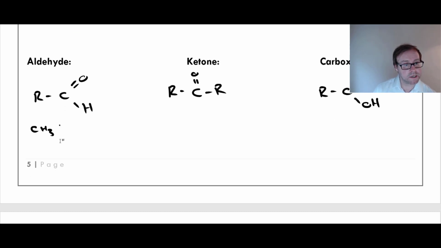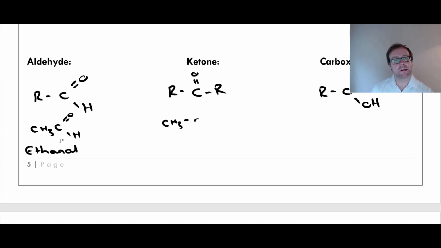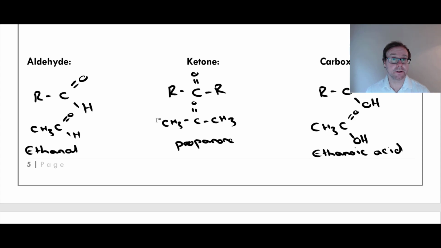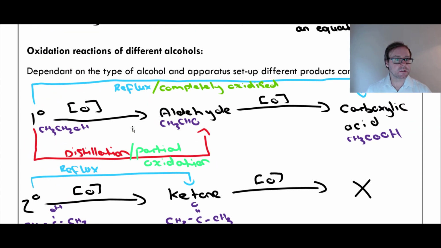So CH3COH, we would call this ethanal. CH3COCH3 would be propanone, and CH3COOH would be ethanoic acid. Again, I'm not going to spend very long naming these because you probably watched the video already on naming and functional groups.